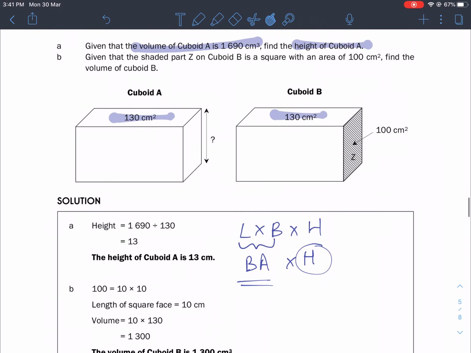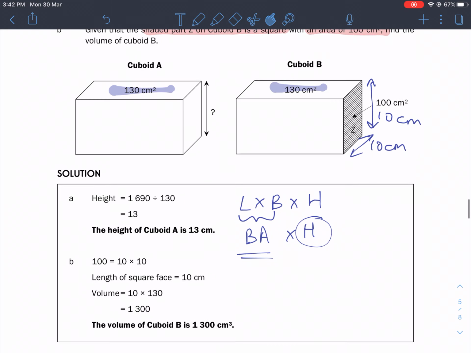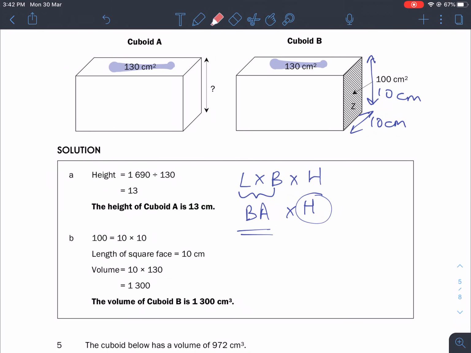For part B, let's change the colors. Given that the shaded part Z on cuboid B is a square with an area of 100 cm square, then you can very easily find the length, the breadth and the height. That will be 10 cm each. Okay, with that breadth and height of 10 cm, you'll be able to find the volume because that's base area times height. So now that you have the height, you just apply the formula.